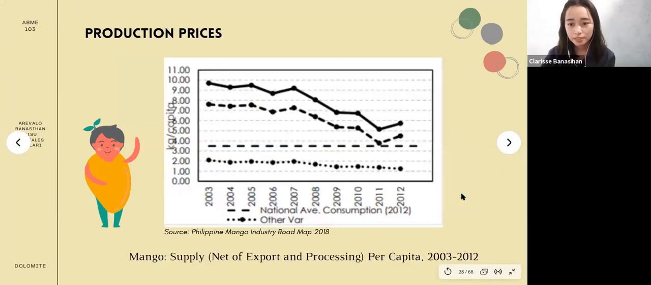In the Philippines, the per capita availability of mango is declining, closely matching the decreasing production pattern. About 17% went to export in 2012 with the fall in demand. Per capita intake varied from the available mango supply from 1.39 kilograms in one region to 4.80 kilograms in Caraga, with a national average of 3.49 kilograms.